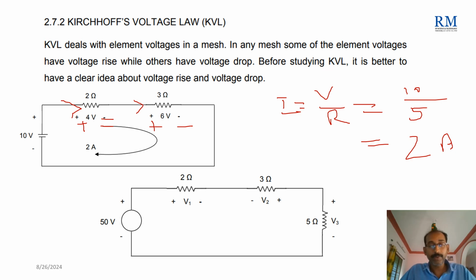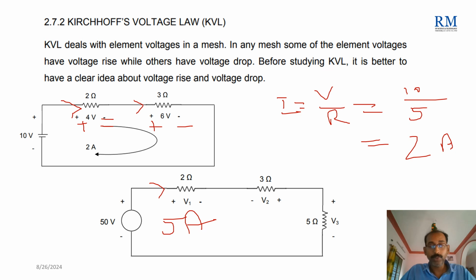Right? In the same way, you can calculate the voltage in these three branches. V1, V2, V3 you can easily calculate. How? The same way, I is equal to V by R. Voltage V is equal to 50. Resistance is equal to 2 plus 3 plus 5. How much will come? 10. So 50 by 10 is equal to 5. So the current flowing through this is 5 ampere.